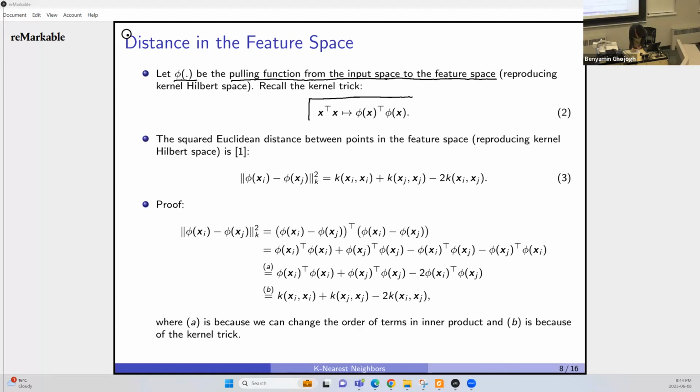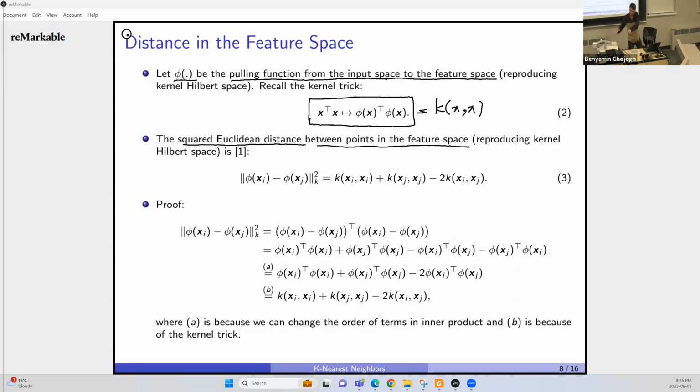Recall the kernel trick. This was called the kernel function. The squared, this is an important thing. This reference is a paper by Schölkopf, the god of kernels, published in NeurIPS. The squared Euclidean distance between points in the feature space is this. So we can calculate the Euclidean distance in the input space. Do you agree? We can calculate.